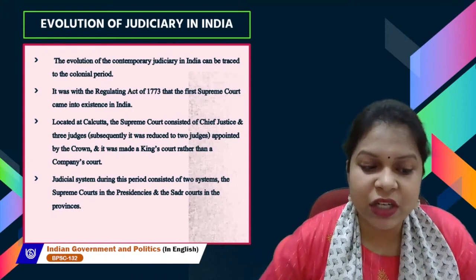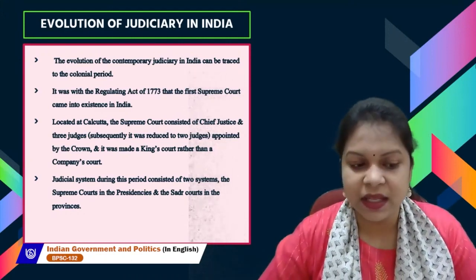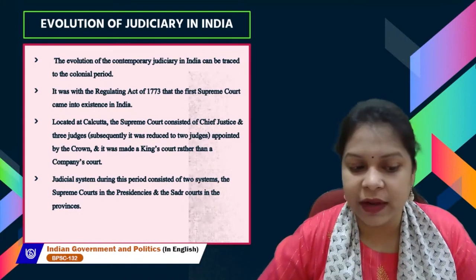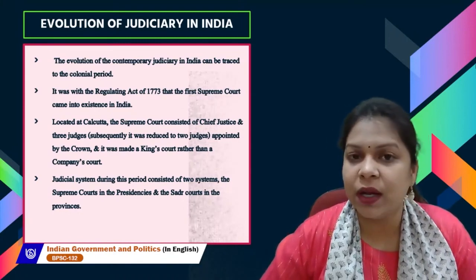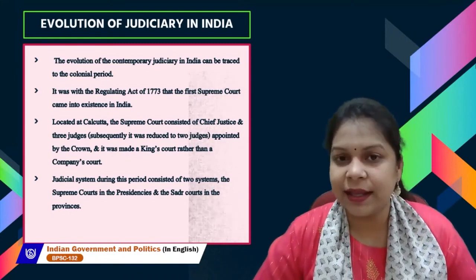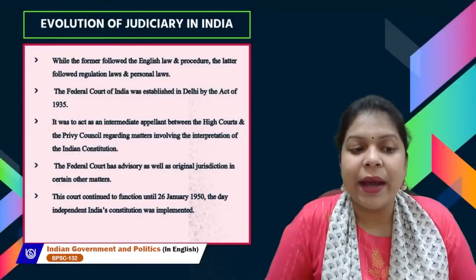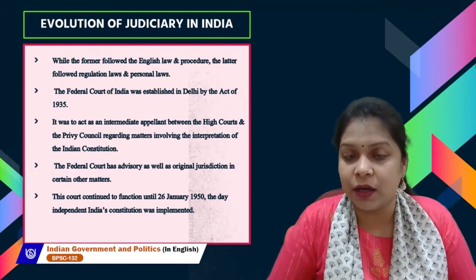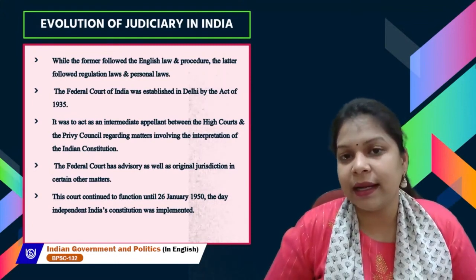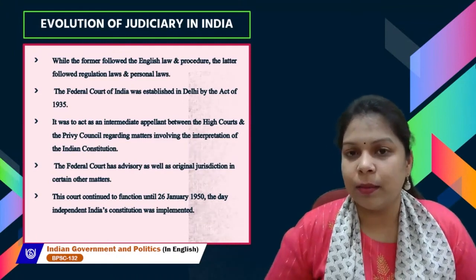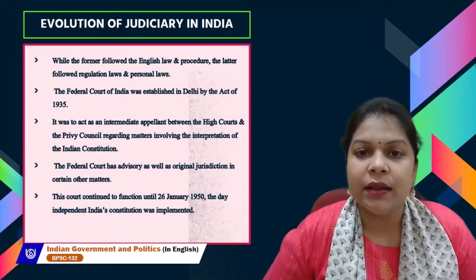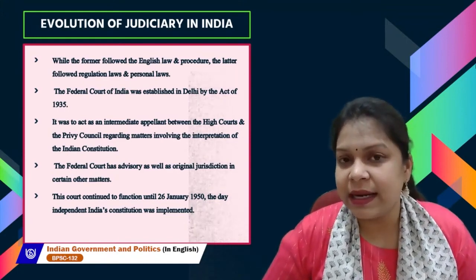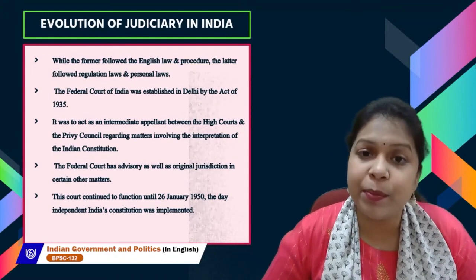So the judicial system during this period consisted of 2 systems: the Supreme Court in the presidencies and the Sadar courts in the provinces. There were 4 presidencies at that point of time, and these Supreme Courts were in the presidencies, and in other provinces there were Sadar courts. While the former followed English law and procedure, the latter followed regulation laws and personal laws. So it is very important to understand that initially, where the Supreme Court evolved in the colonial period, the Supreme Court followed English law and procedure, whereas the Sadar courts, which existed in the provinces, followed regulation laws and personal laws.